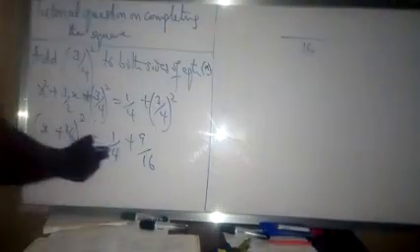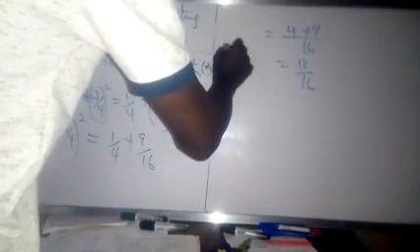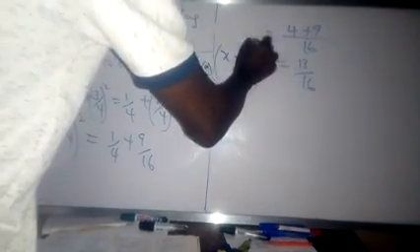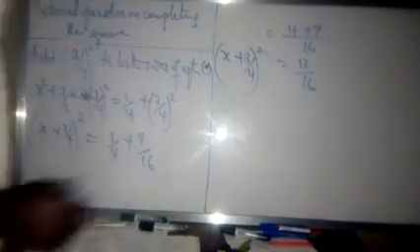Okay, so with that, what's next? We have to find the LCM. The LCM there is 16. 4 in 16 is 4, times 1 is 4, plus 1 times 9, that is 9. So that is 13 over 16, which implies that (x plus 3 over 4) squared is now equal to 13 over 16.